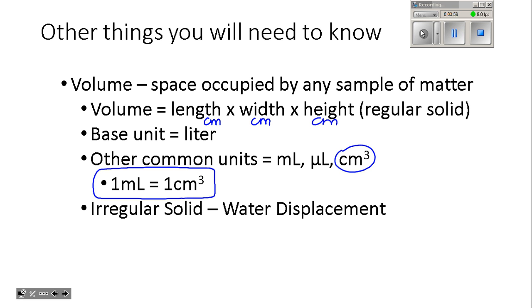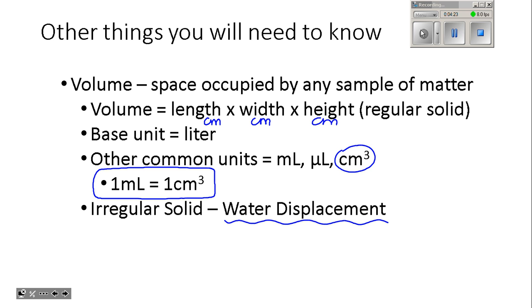Now, water displacement is what we use for determining the volume of an irregular solid. So let's say we have 7 paper clips, and we want to know the volume of those paper clips. It's hard to measure length, width, and height. So what we would do is use a graduated cylinder, put a determined amount of water in the graduated cylinder, place those paper clips in the cylinder, and the movement of the water is the actual volume.